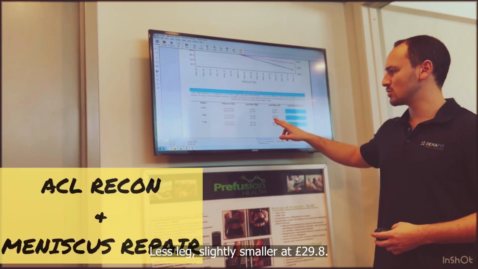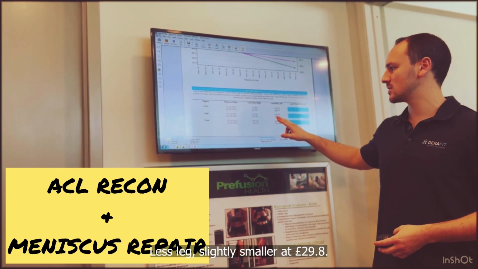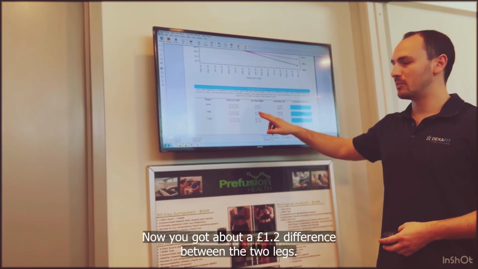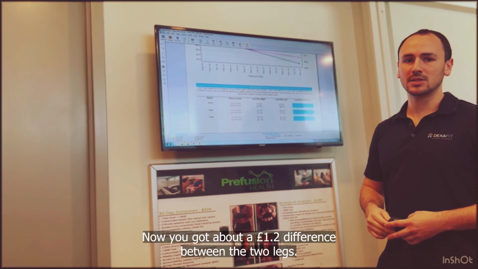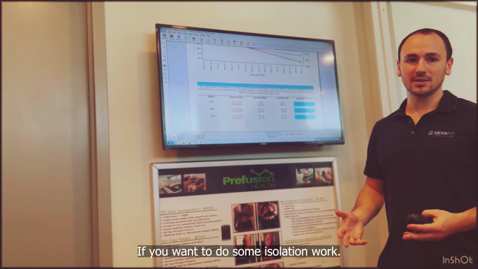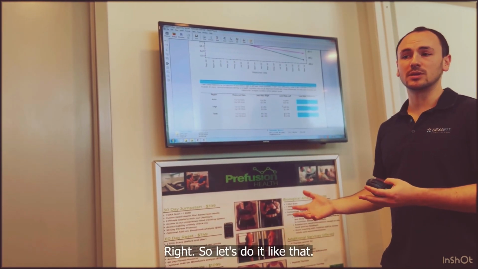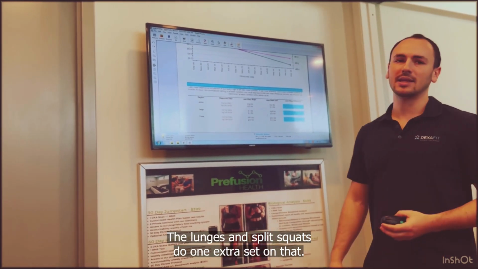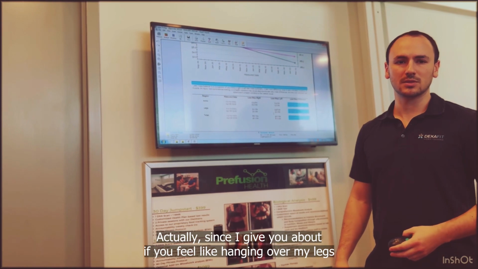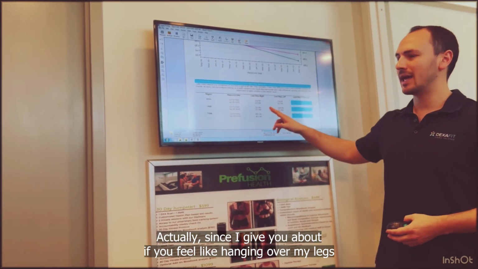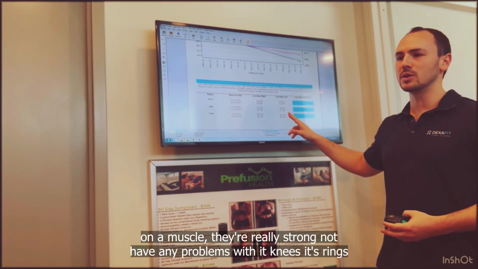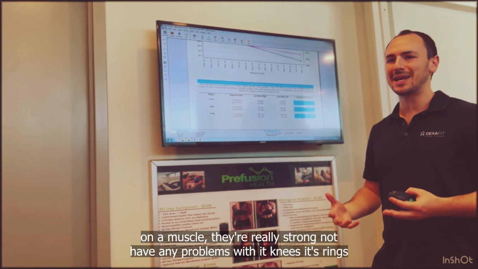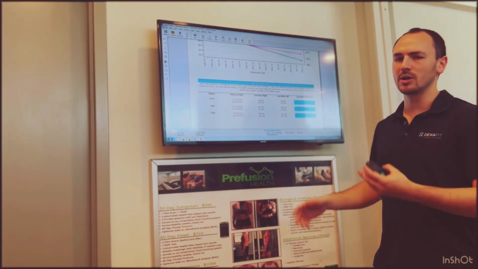Left leg, slightly smaller at 29.8 pounds. Now you've got about a 1.3 pound difference between the two legs. If you want to do some isolation work, right? So let's say you're doing legs that day, you can do lunges and split squats. Do 1 extra set on that left leg. Just give it a little bit of extra stimulus, right? Even them out. If you feel like, hey, both my legs have a ton of muscle, they're really strong, I don't have any problems with my knees or my hips or my ankles, don't worry about it.